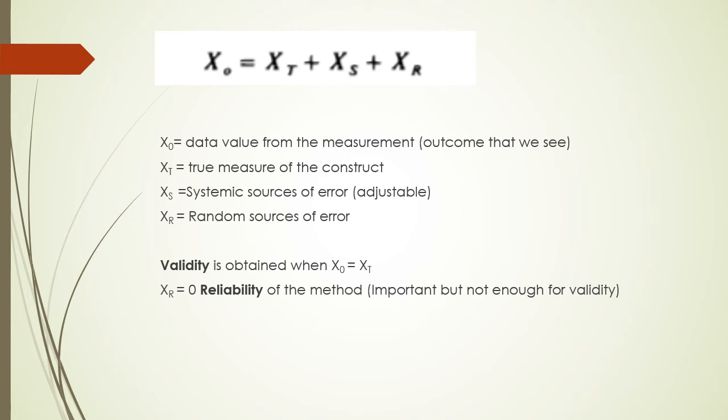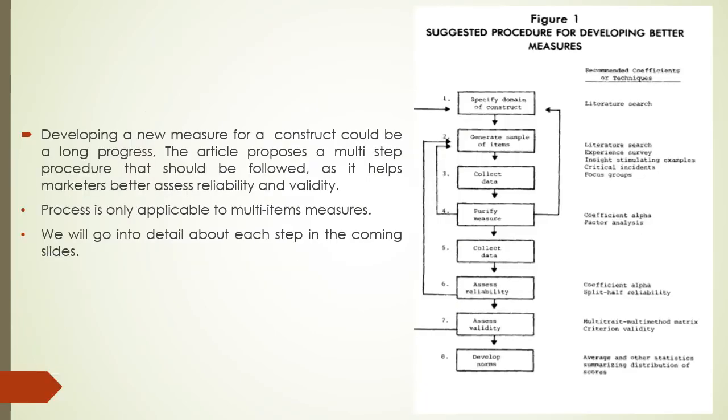However, they proceed to define reliability as the absence of the random sources of error. So when our XR is 0, that means our method is reliable. And reliability is extremely important. However, it's not enough for obtaining validity because there are still systematic errors that need to be adjusted and worked on in order to get the full construct validity that every researcher hopes to find.